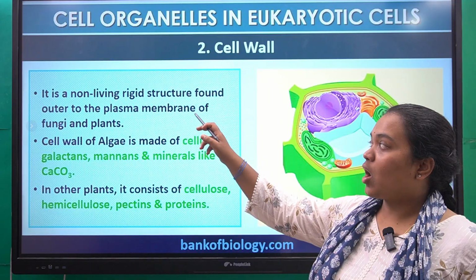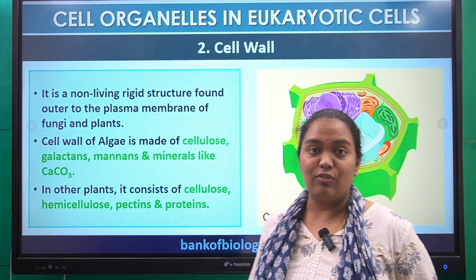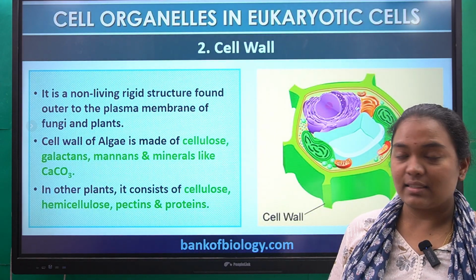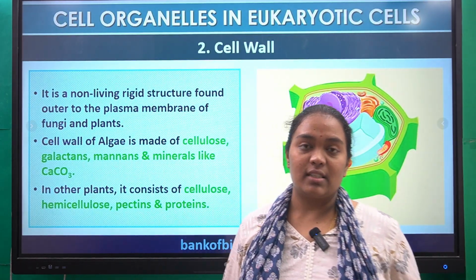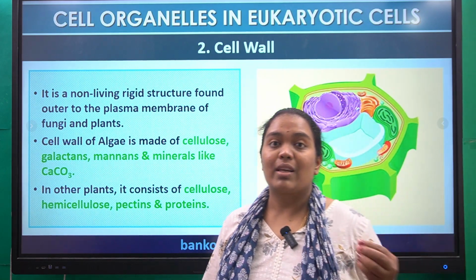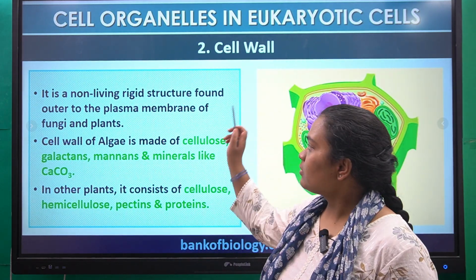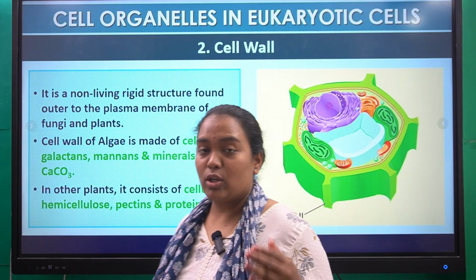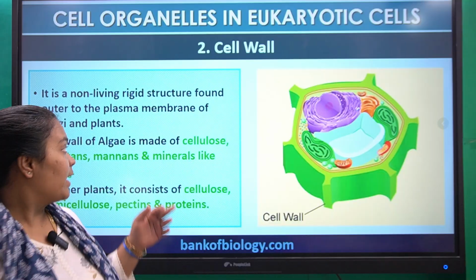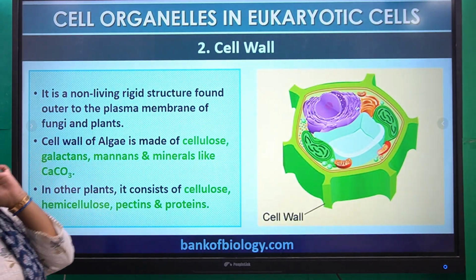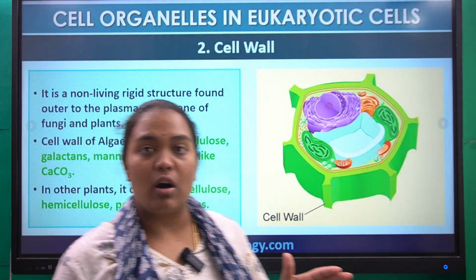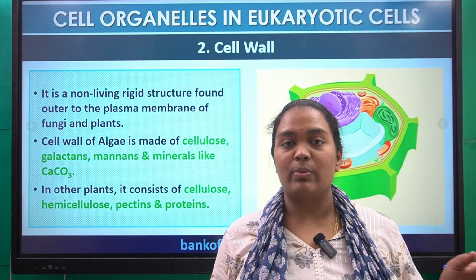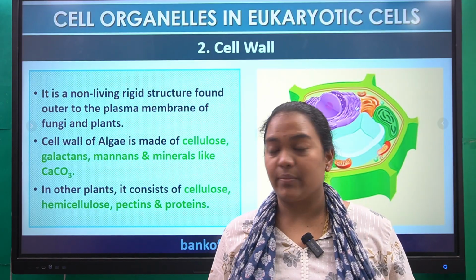It is non-living. It does not have any life, or any type of metabolic activity occurring inside it. It is a rigid structure. Rigid means we cannot break the cell wall. It is found outer to the plasma membrane, outside and adjacent to the cell membrane of fungi and plants. The difference between the cell wall in fungi and plants is that in plants it is made up of cellulose, whereas in fungi it is made up of chitin.